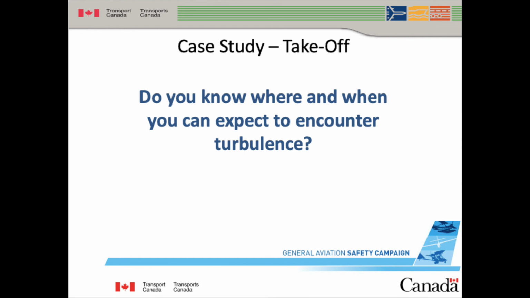So one of the last questions that we're going to ask is, do you know where and when you can expect to encounter turbulence? Or in this case, with our accident flight, the question is, how well do we know our aerology when it comes to that ravine? So let's see how the turbulence and the downdrafts, where they're located and how they develop, keeping in mind that the accident occurred in the afternoon, so it was still quite warm.